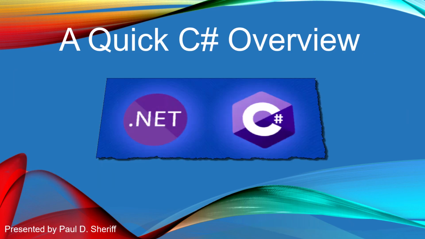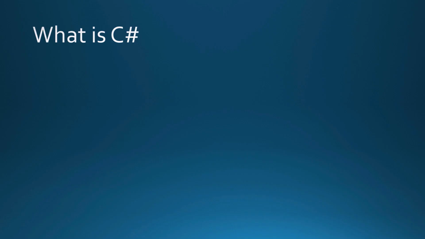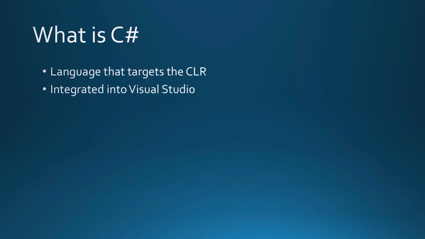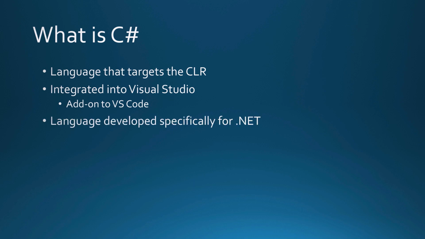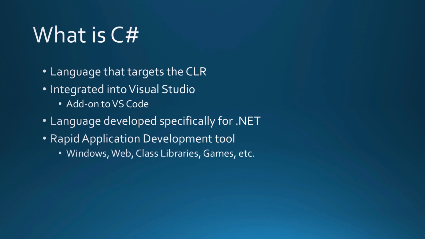In this lesson, I'm going to give you a quick C# overview. What is C#? Well, it's a language that targets the CLR. It's integrated into Visual Studio and an add-on to VS Code because you can use other languages with VS Code. It's a language that was developed specifically for .NET, specifically designed to be a rapid application development tool for doing things like Windows and web programming, building class libraries, games, and many other types of applications as well, as I discussed in the last section.